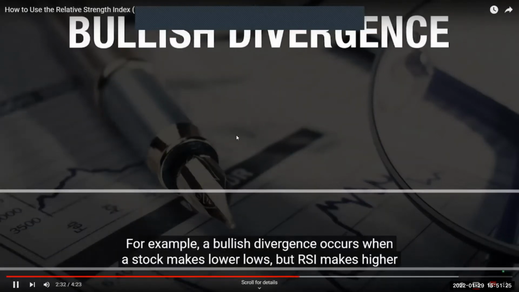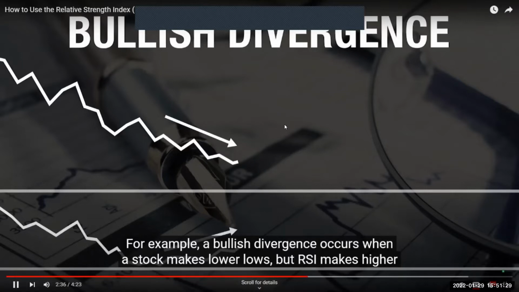For example, a bullish divergence occurs when a stock makes lower lows, but RSI makes higher lows.